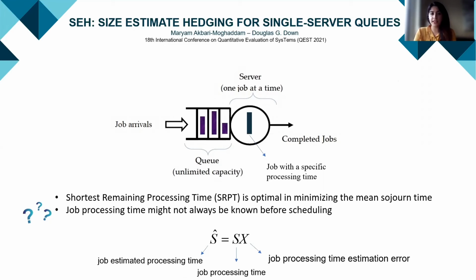However, in practical settings, job processing time might not always be known before scheduling, but instead, estimated processing times of the jobs can be used. We are using a multiplicative error model to generate the estimated processing times of the jobs. This is done by multiplying the job processing time by the job processing time estimation error.